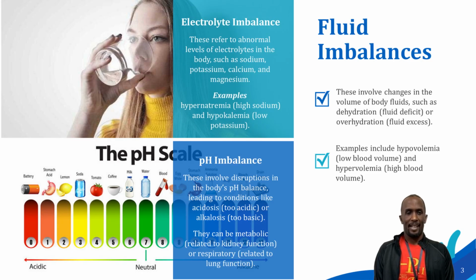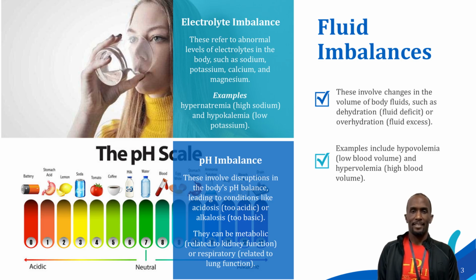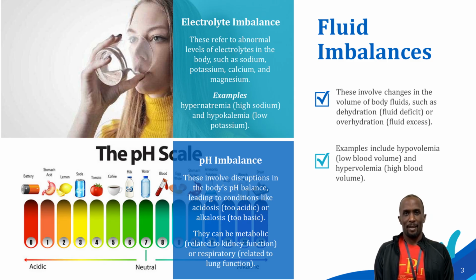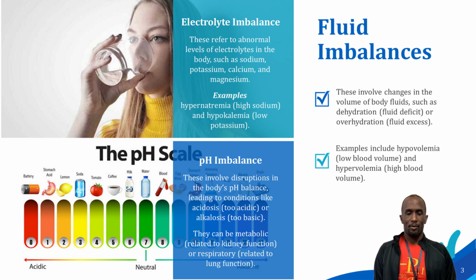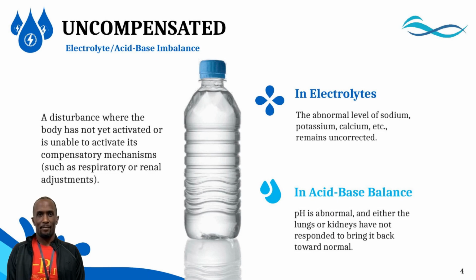We'll start by looking at three main categories of imbalances: fluid imbalances, such as dehydration or fluid overload, electrolyte imbalances like hypernatremia or hypokalemia, and pH imbalances, which can lead to acidosis or alkalosis. Each of these conditions affects the body differently, but all of them can disrupt normal physiology and must be managed carefully. Sometimes the body isn't able to compensate for these imbalances.